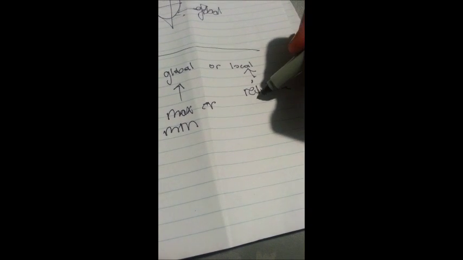Global or local? Here, let's define these terms first. Global. All this means is the max or min. While local means relative max or min.